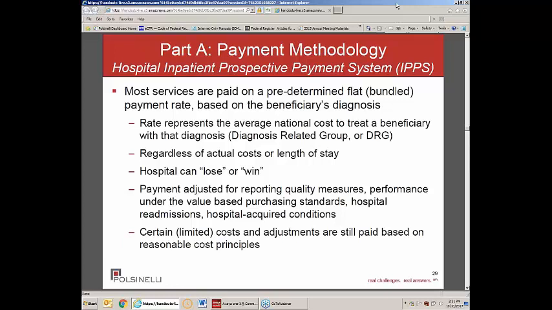Hospitals are also paid for various quality measures that I'm going to talk about in more detail in a moment: value-based purchasing standards, hospital readmissions, and hospital-acquired conditions. And then there are certain limited costs and adjustments that are still based on reasonable cost principles, but not many.